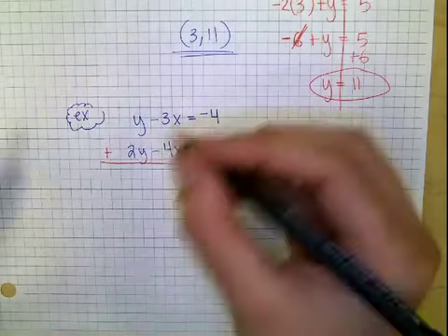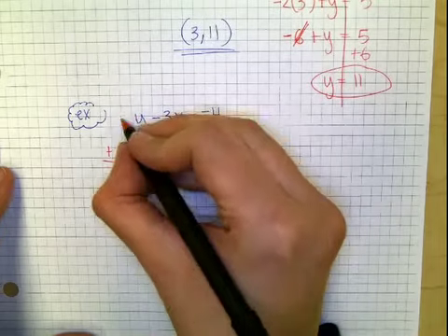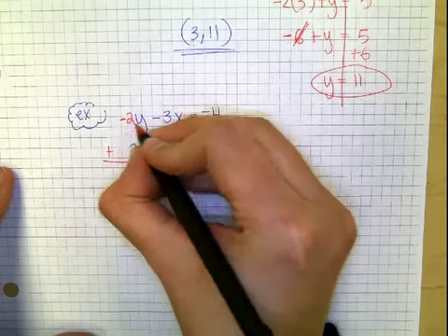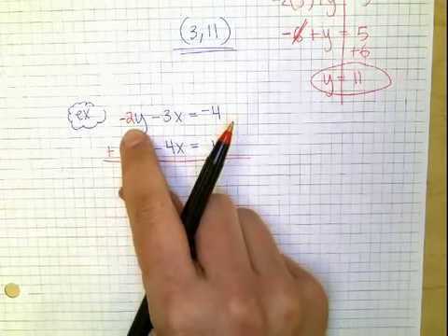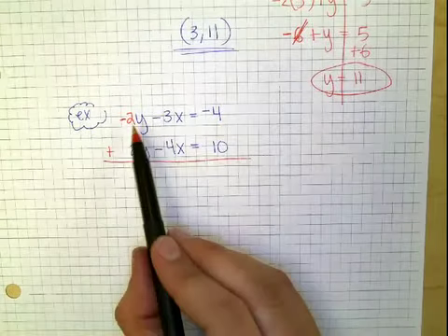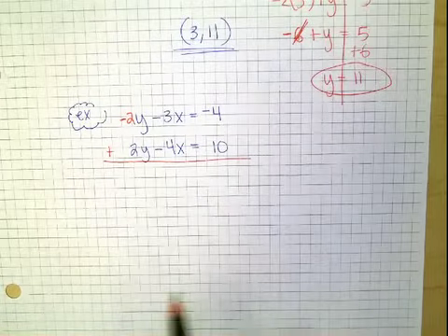One thing I could see is it would be great. I'm going to use a red pen here, a different color. It would be really great if there was a -2 with this y right here. Now, I can't just make one up and put it there, but look how nice it would be. You'd have a -2y and a 2y, and they would cancel out. It would be beautiful.